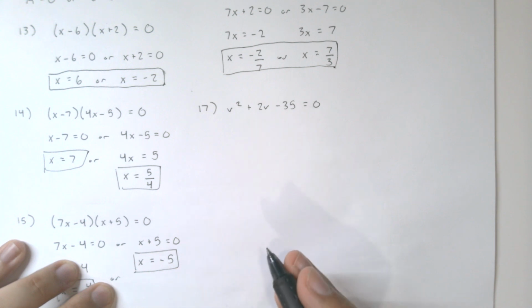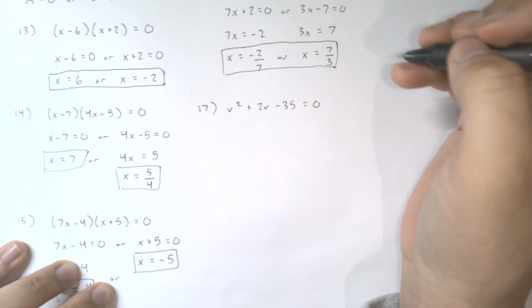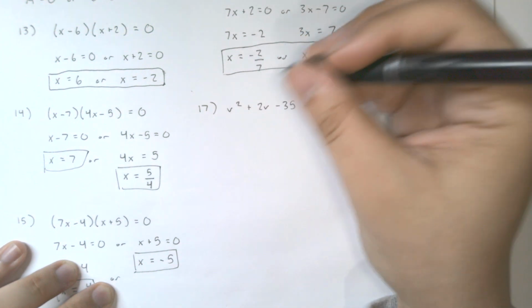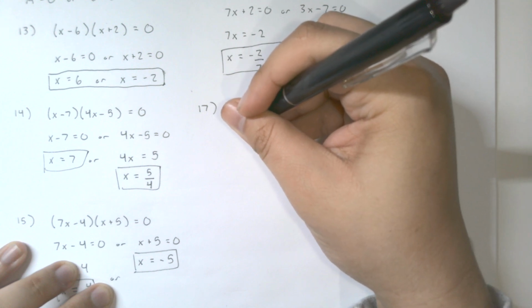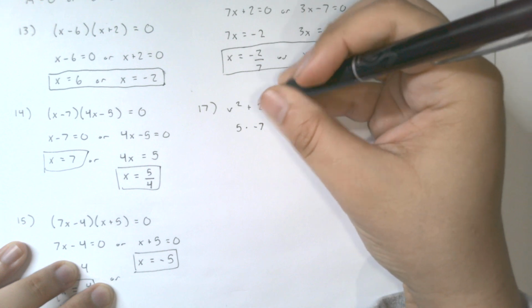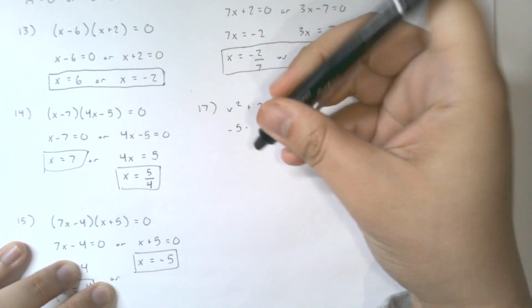So through a little bit of trial and error, you can figure out that those two numbers are positive 7 and negative 5, because we have negative 5 times positive 7.